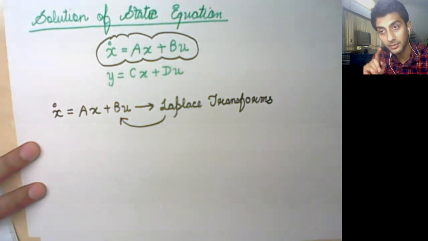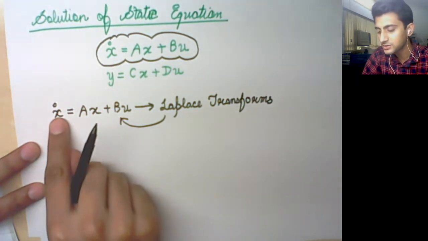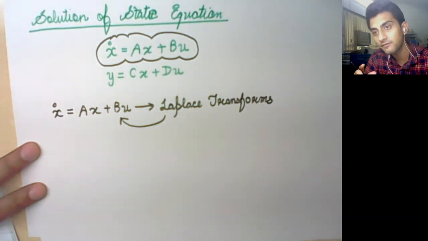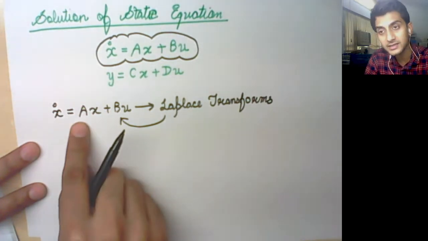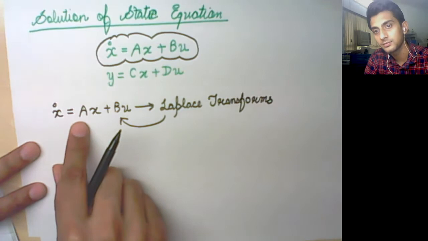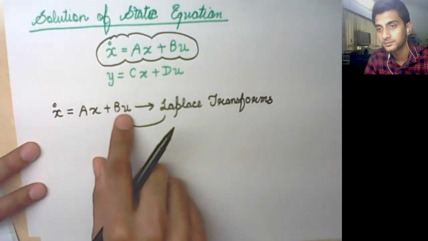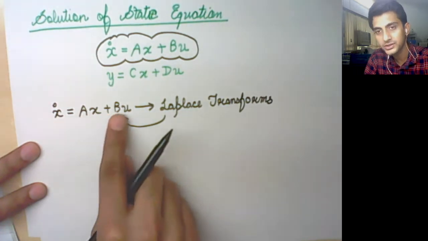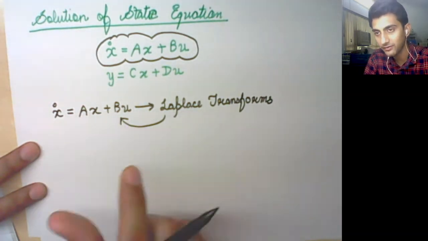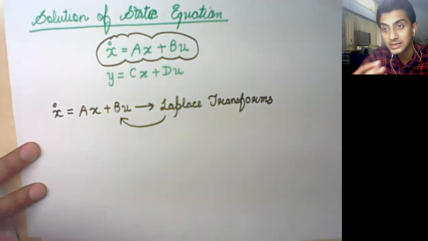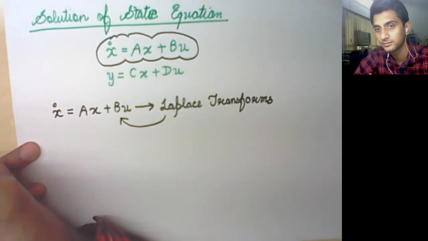Now remember one thing, that this x over here, and these A and B are not just scalars. These are vectors and matrices. In fact, A is a matrix of dimension n by n. B is a rectangular matrix of dimension n by m. So now we don't just have a single variable. We can have vectors and matrices as well, and you have to take a Laplace transform over a system of vectors or matrices.